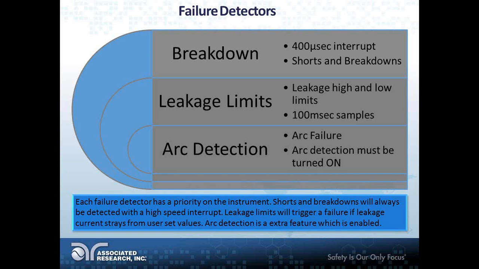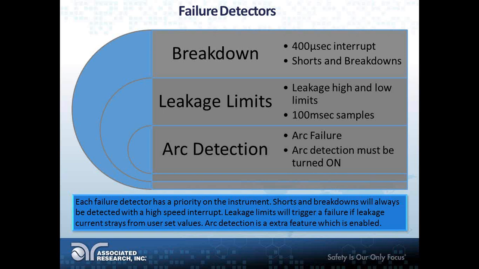Then you have our arc detection, which is designed to detect an arc failure. And it's important to note that this is something specific to our units. I'm sure other units out there have a similar feature, but this is our arc detection feature that is not replicated on any other instrument. Associated Research has these. The arc detection has to be turned on in order to operate. This isn't like another breakdown failure where it's catching it all the time. You don't turn that on or off. It's going to catch it every single time. Arc detection is a little bit different, and I'm going to talk about that in depth in a minute.